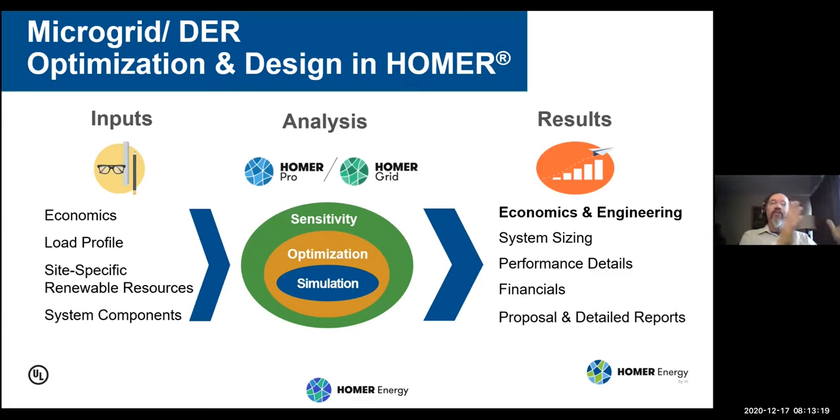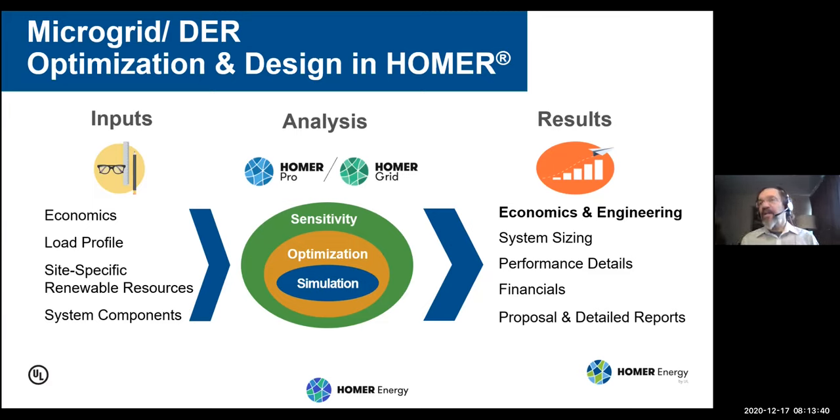And we have two versions. HOMER Pro is the original sort of flagship version. It's kind of a Swiss Army knife, does all kinds of things. That's what you want to use for off-grid systems. And that's what the web app I'm going to show uses. But we also have a newer version just for grid connected microgrids. And then you get all kinds of results, and I'll show examples.